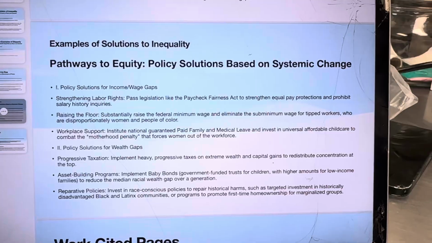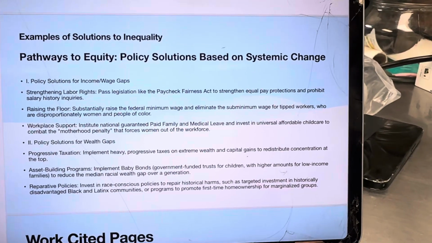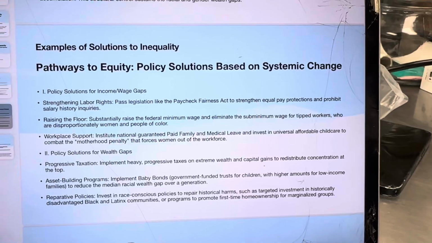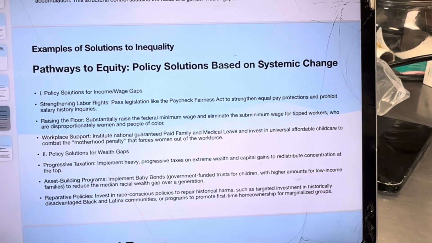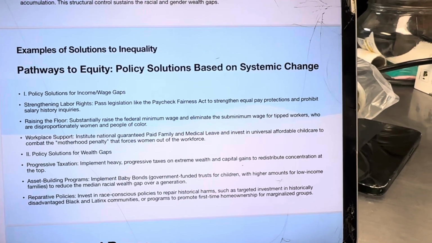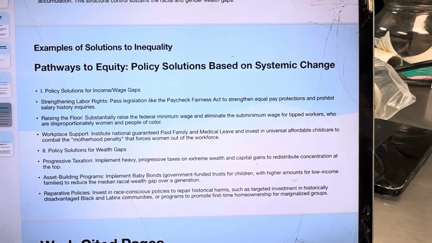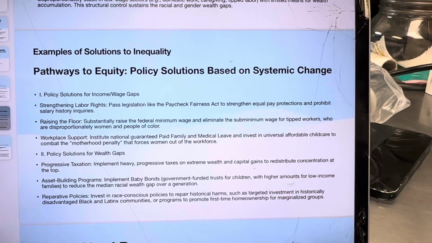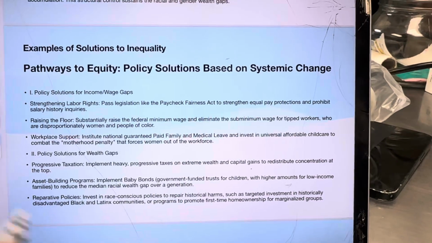Some examples of solutions to inequality. Strengthening labor rights: pass legislation like the Paycheck Fairness Act to strengthen equal pay protections and prevent salary history inquiries. Raising the floor: substantially raise the federal minimum wage and eliminate the sub-minimum wage for tipped workers, who are disproportionately women and people of color.